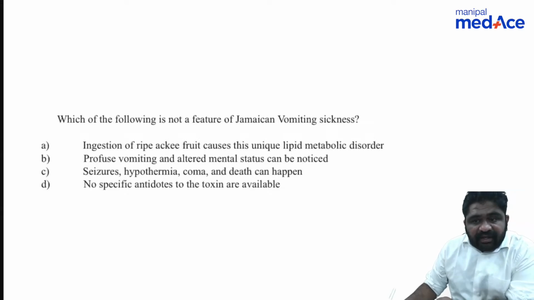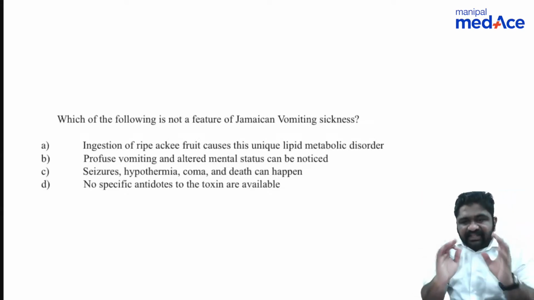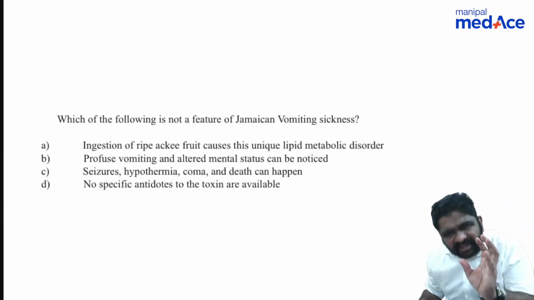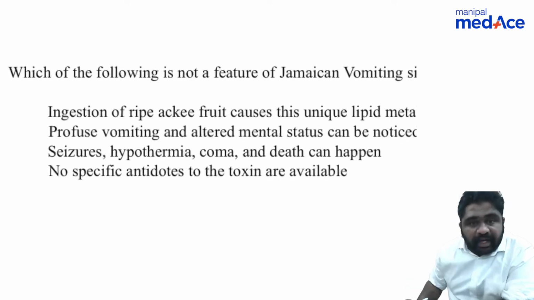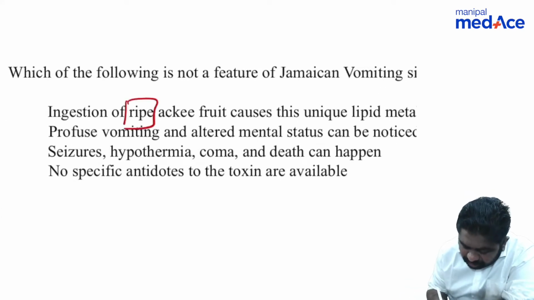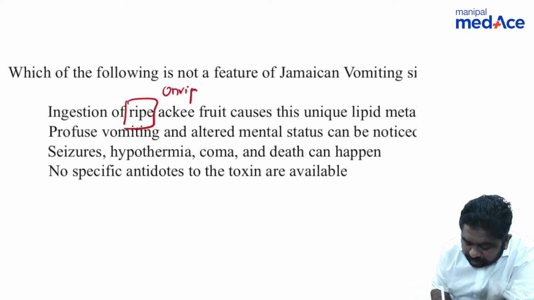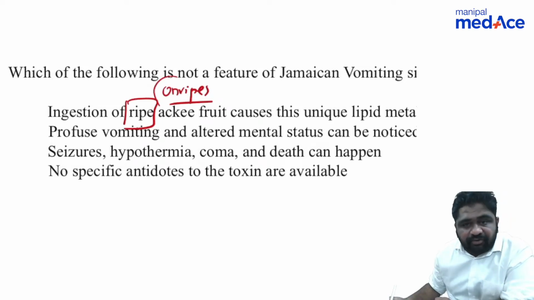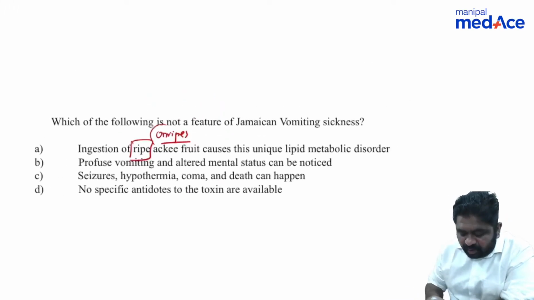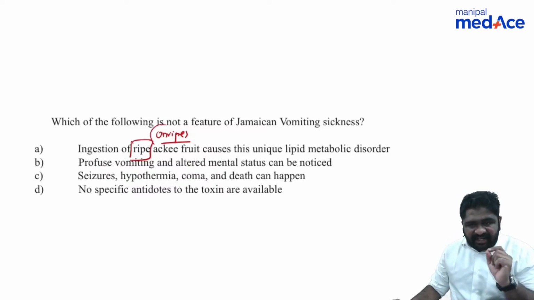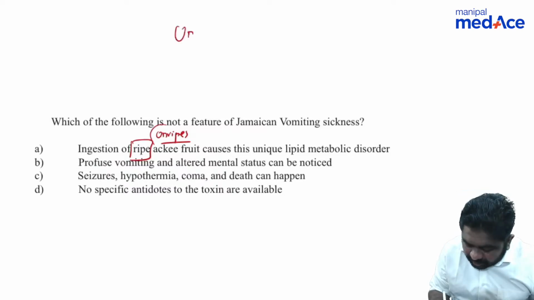A. Okay, excellent. So this is a very simple question, and the twist is placed in a very simple fashion. Why? Because the ingestion of unripe ackee fruit is the reason for Jamaican vomiting sickness. Now, can you tell me what is the difference between unripe and ripe ackee fruit?